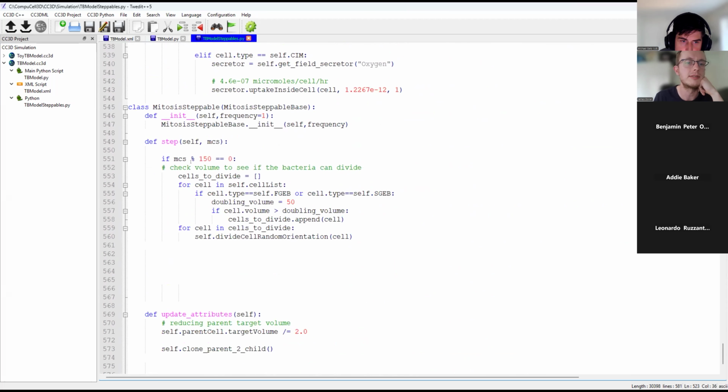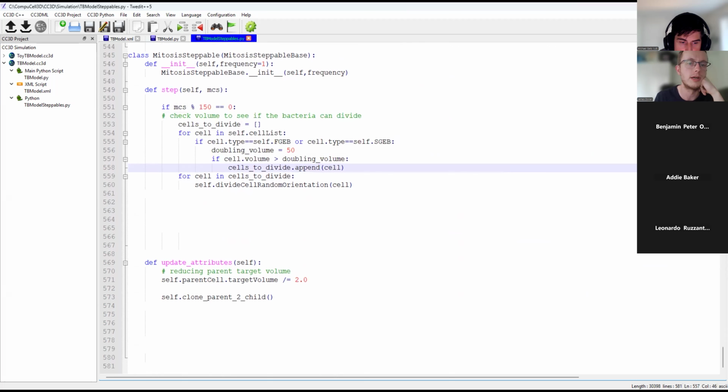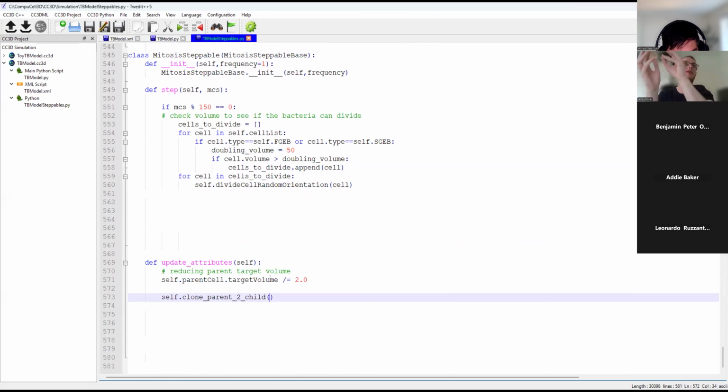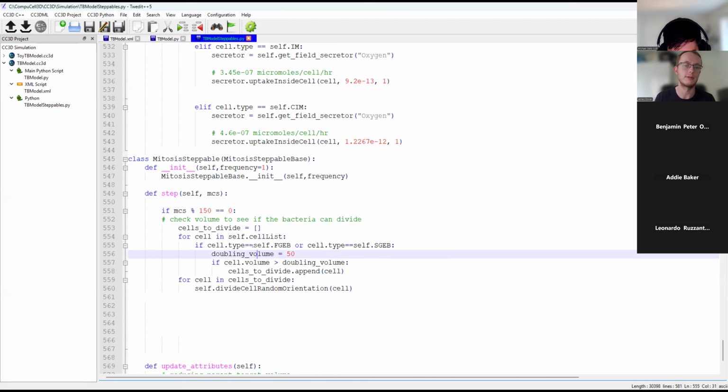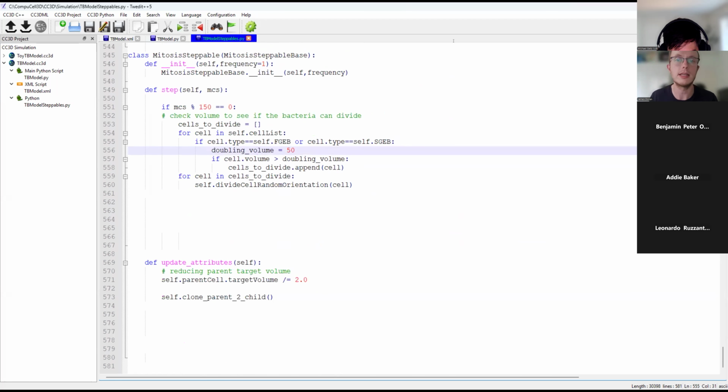We have the mitosis for the bacteria to divide once they've reached their doubling volume. And when they divide, we have this update attributes to pass on to split the bacteria into two that are half the size of the doubling volume. So yeah, that's the code.